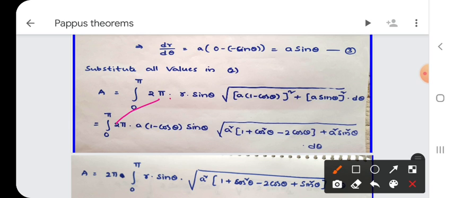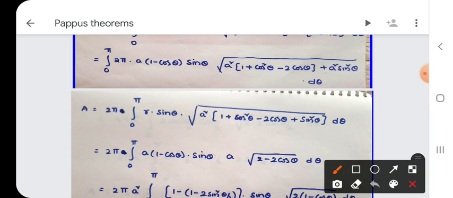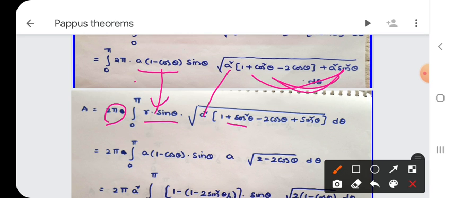Same, 2 pi. What is r? From the given equation, r equals a into 1 minus cos theta, sin theta same. Whole square means a square, 1 minus cos theta whole square, using the a minus b whole square formula: a square plus b square minus 2ab, plus a square sin square theta. Okay, next. 2 pi, this is the constant, I write outside. Same r sin theta, a square, I take a square common in these two terms: 1 plus cos square minus 2 cos theta plus sin square theta.